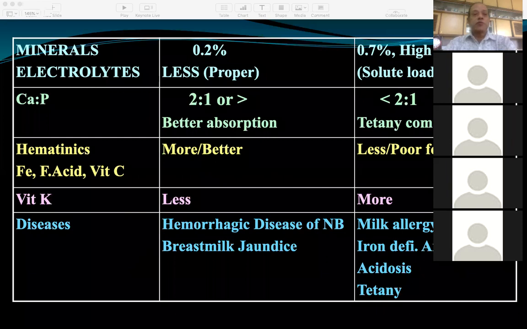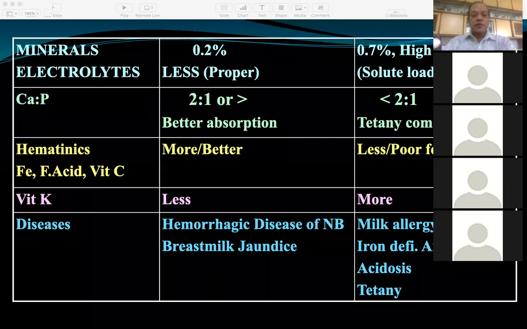Other biochemical advantages include minerals, which are about 0.2%. Though they are less, they are in a proper form. So it prevents solute overload, which can occur with animal milk. Calcium phosphorus ratio is 2:1 or more than 2:1. This increases better absorption of calcium as compared to the less than 2:1 ratio in animal milk, which predisposes to tetany. The hematinics like iron, folic acid, vitamin C are either more or in a better form, so better absorbed. Vitamin K is less. This is supposed to be one of the disadvantages. Again, it is not that important a disadvantage because we can give vitamin K, and you must be knowing that we give vitamin K routinely to all the babies delivered.